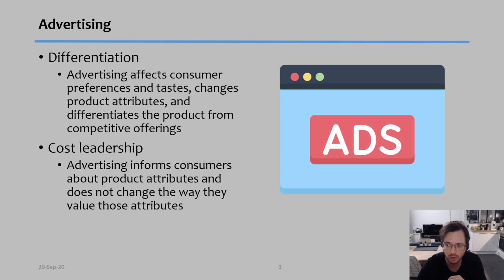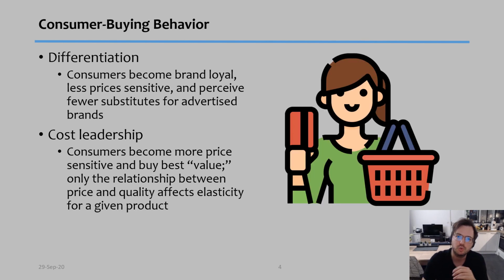The next category is how consumer behavior is different in one and the other. When you follow a differentiation strategy, consumers become very brand loyal. They are less price sensitive, which means there's a lower tendency for them to change from your brand to another just based on price. And they perceive that there are fewer substitutes for those brands. In other words, they believe that there are not so many available brands that substitute the brand that they like.